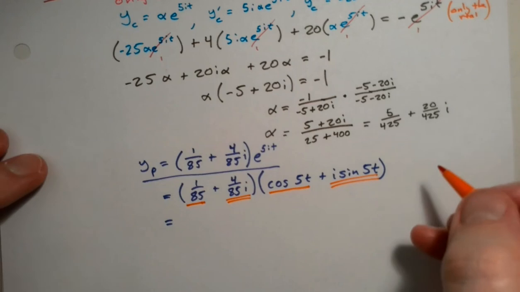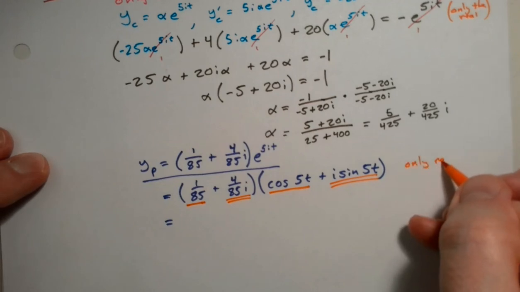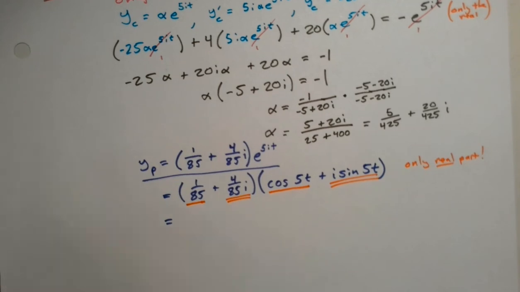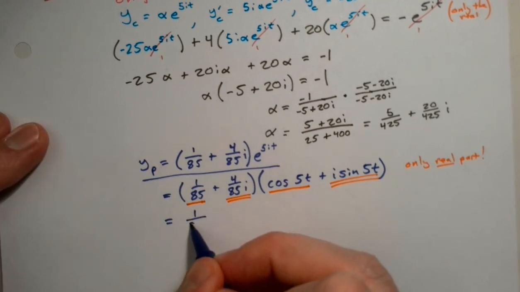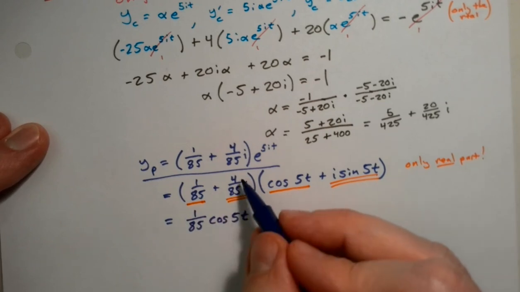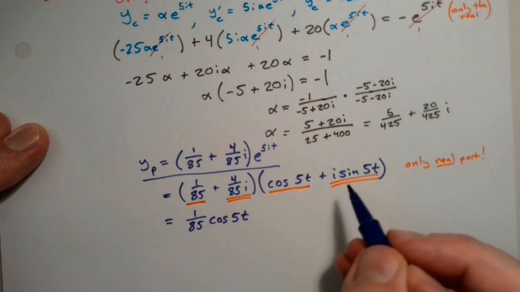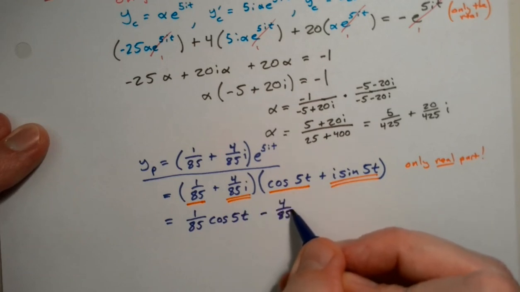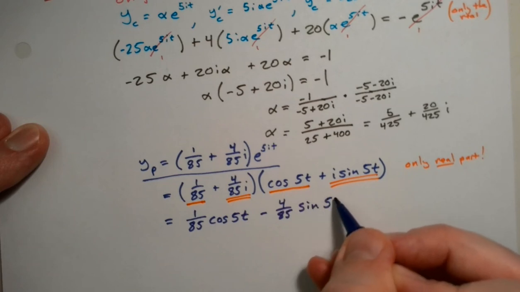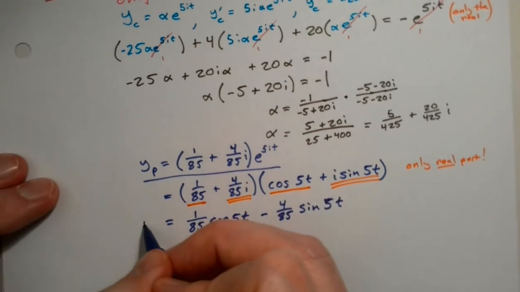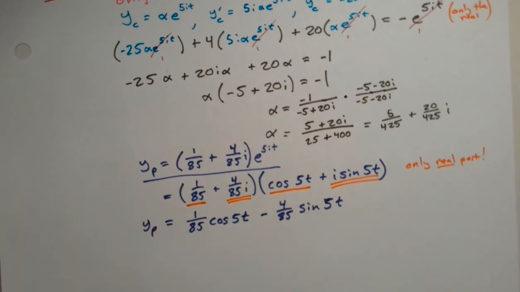So I'm going to write my real part. I'm just going to make a little note. Only the real part. And so I'm going to write my solution as 1 over 85 times cosine of 5t. And then 4 over 85i times i is going to be negative, so that's negative 4 over 85 times sine of 5t. And that, my friends, is my particular solution.